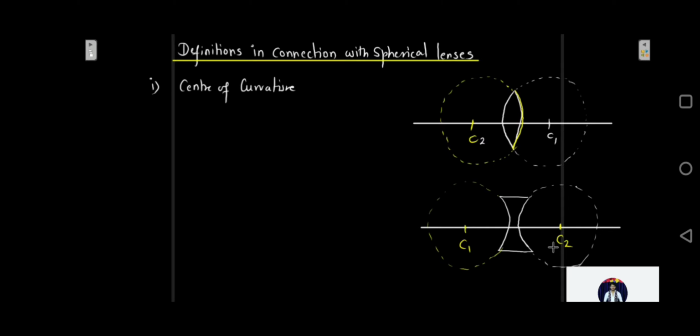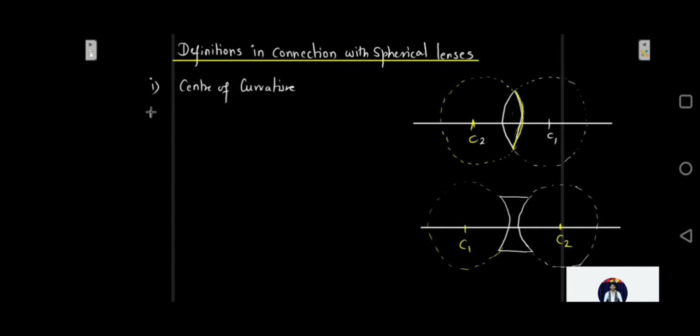So the center of curvature of this surface of the lens is the center of the sphere, this entire sphere, of which it forms a part. This surface forms a part of it. Because the lens has two surfaces, it is going to have two centers of curvature. If you notice, in both the cases we have two centers of curvature.